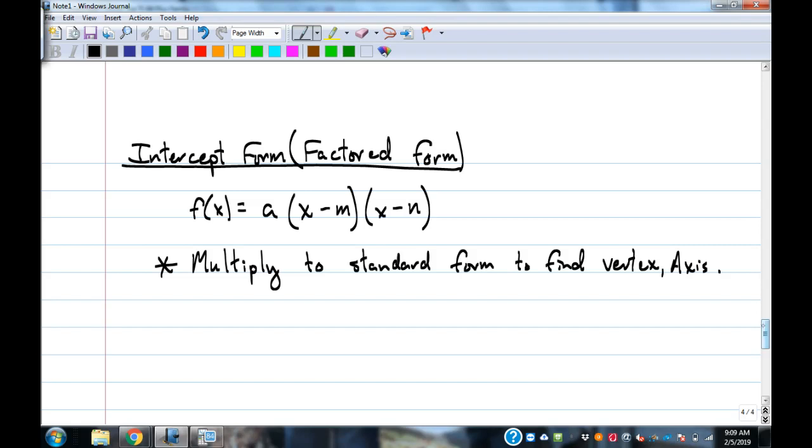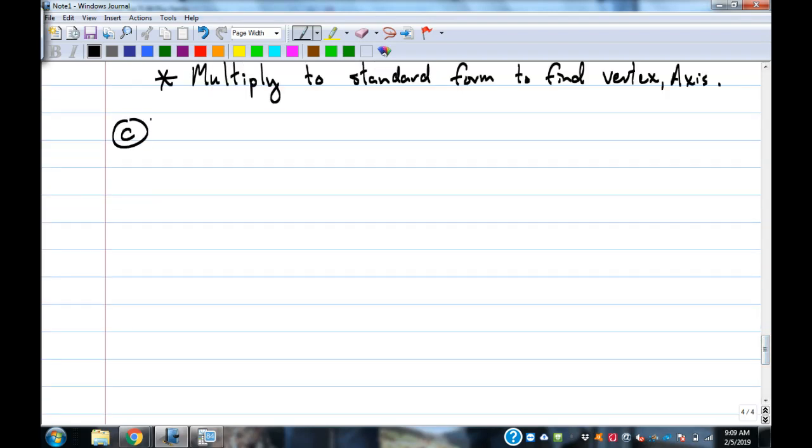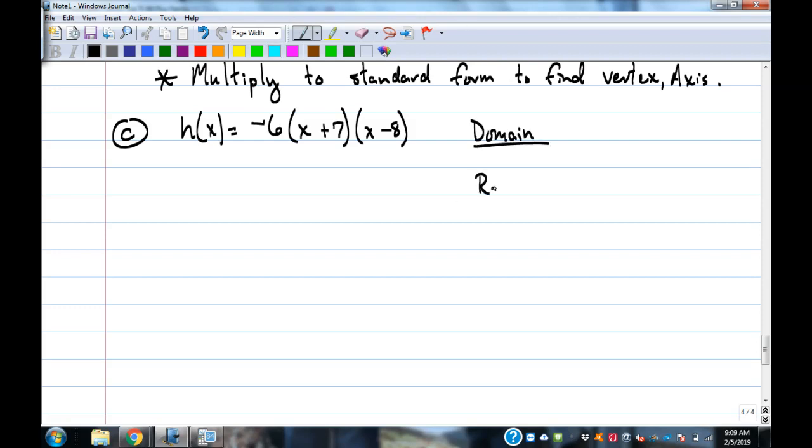So let's look at an example of one that's in intercept form. Let's say h of x is equal to -6 times x plus 7 times x minus 8. Domain, range, all the same things we're going to find. Domain, we know, is negative infinity to positive infinity. Range, we've got to find the vertex first. So let's do that work.